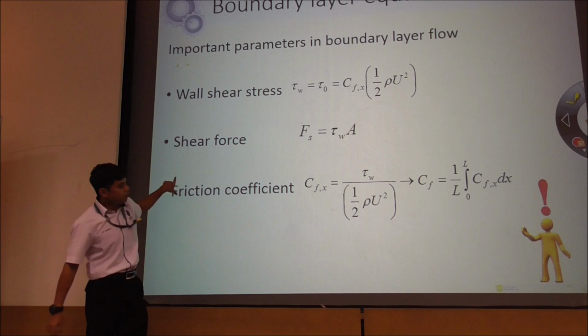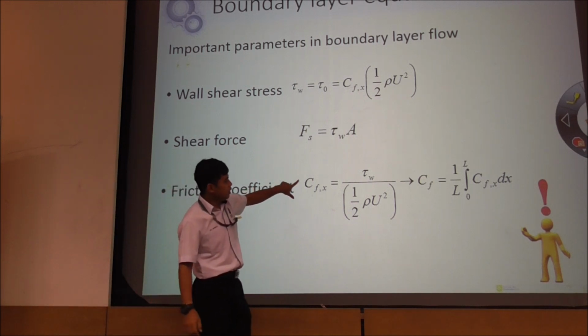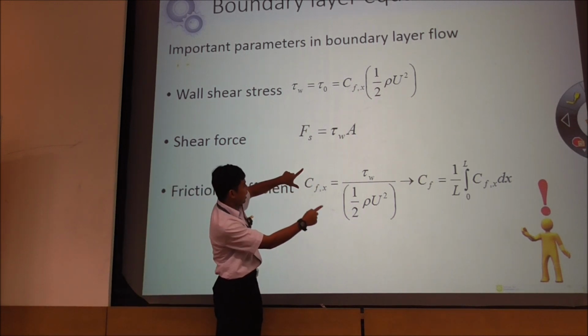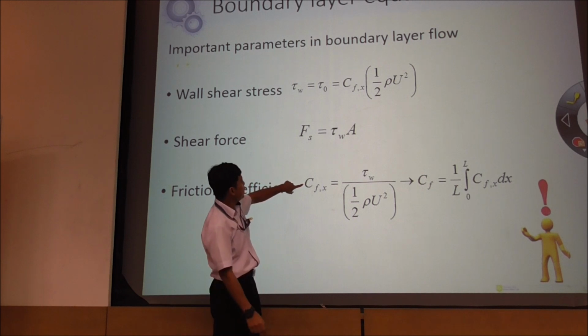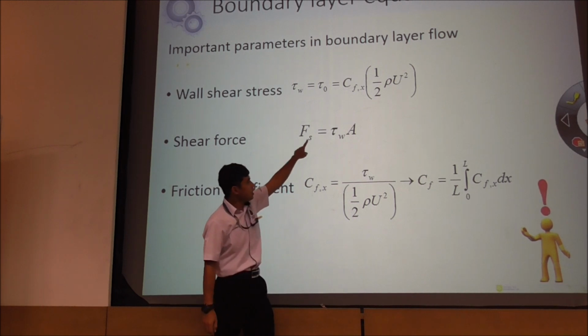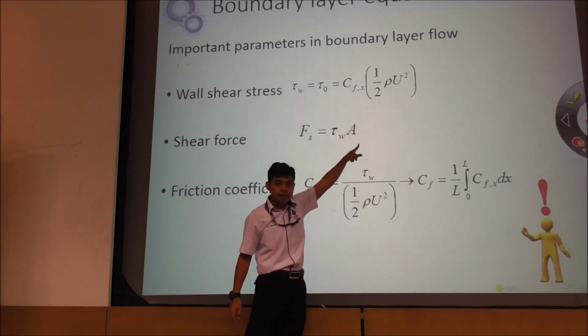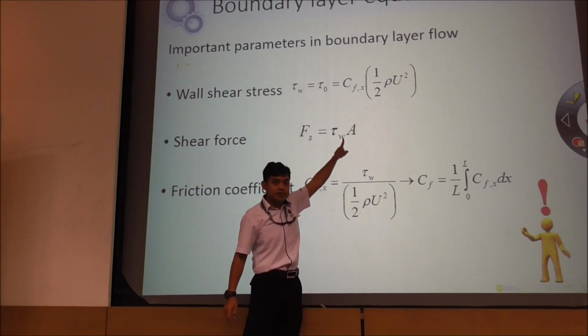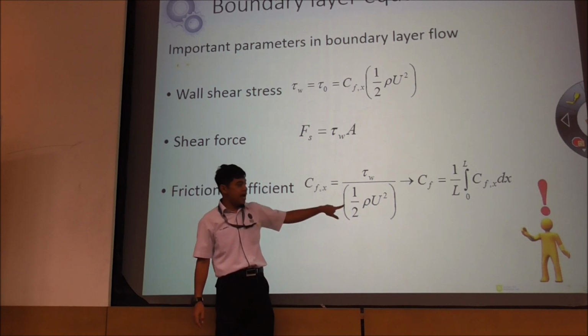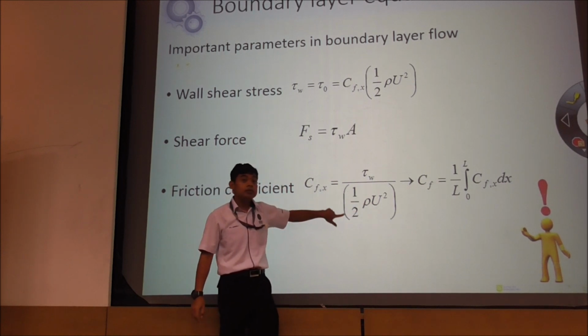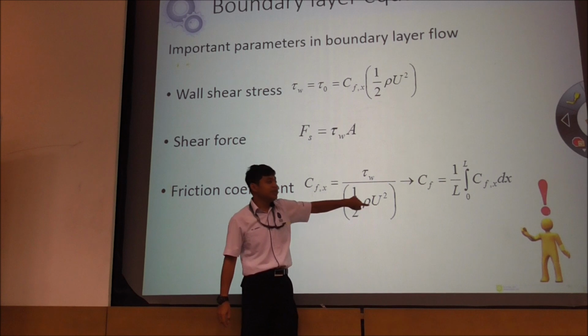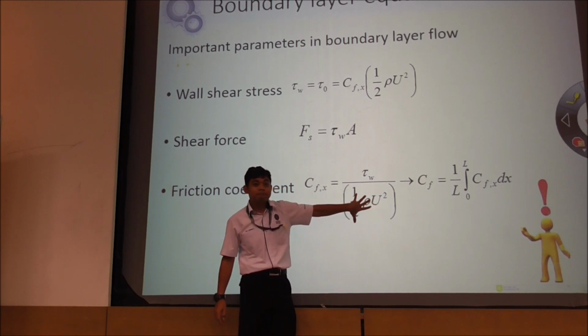Okay, so the friction coefficient is something that you can get later on, right? Your shear force is nothing but shear stress times area, and the shear stress is Cf times the dynamic... What do you call it? These things? Dynamic viscosity.